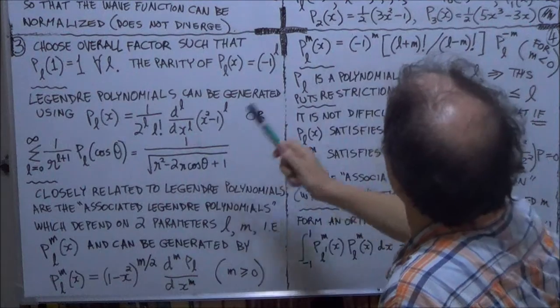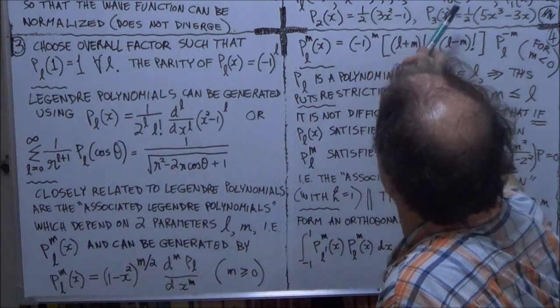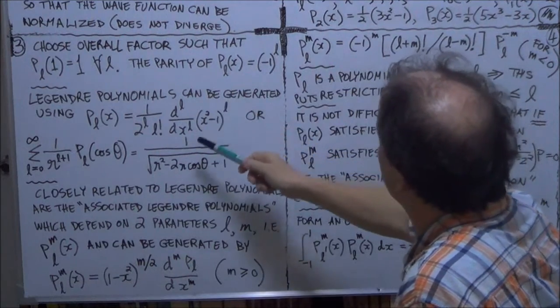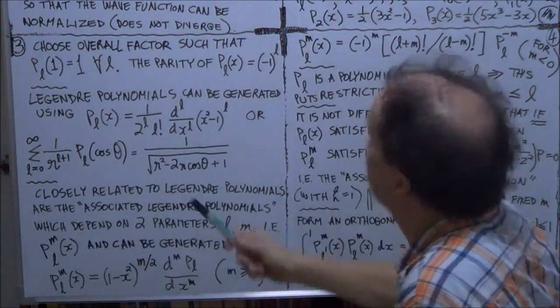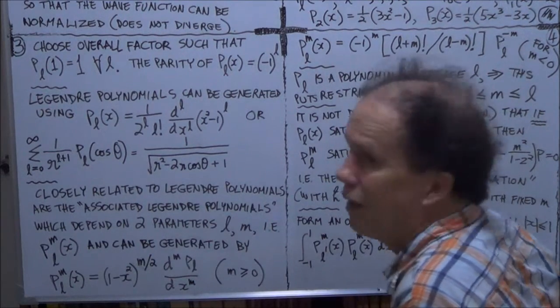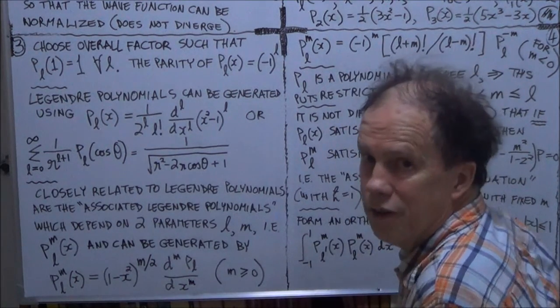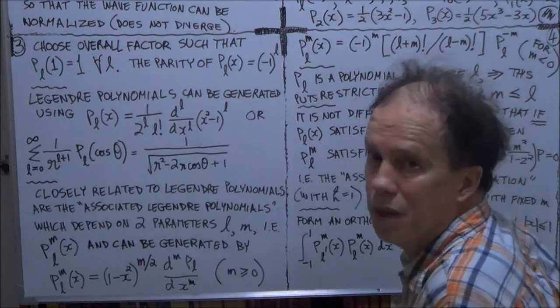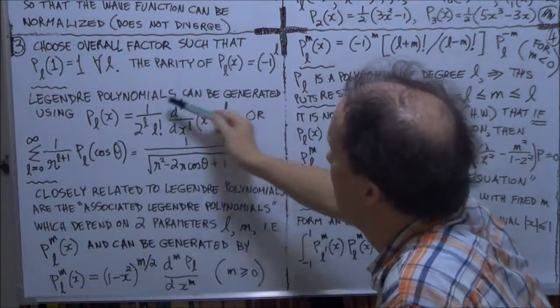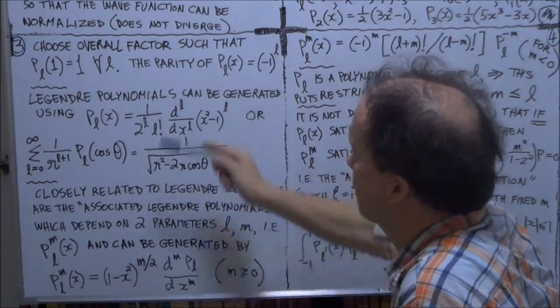Of course you will. See if you get P0 of x is 1, and P1 of x is x, and P2 of x is a half into 3x squared minus 1, and P3 of x is a half into 5x cubed minus 3x, and so on. So you can generate your polynomials by using this generator, this expression.